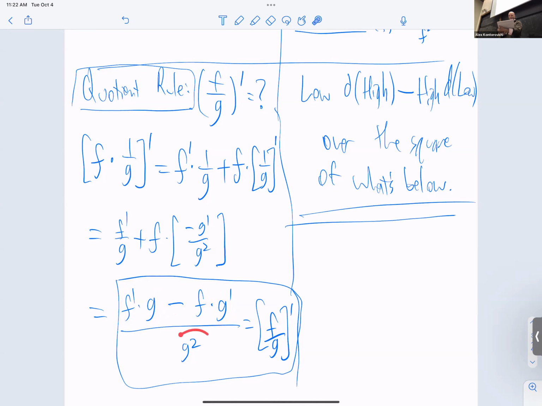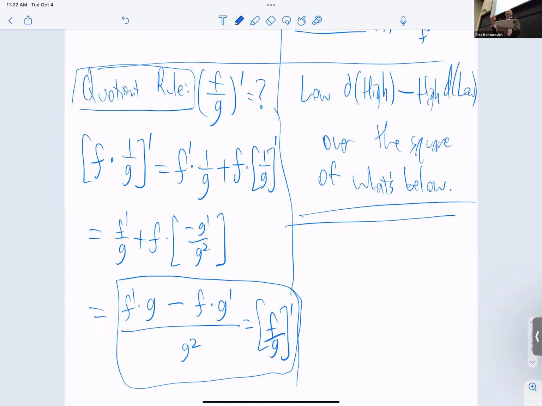Let's not disparage the 135. They're working very hard. Low D high minus high D low over the square of what's below. Okay. Whatever works for you. This is now part of your toolkit, and you can solve all kinds of things using this identity.